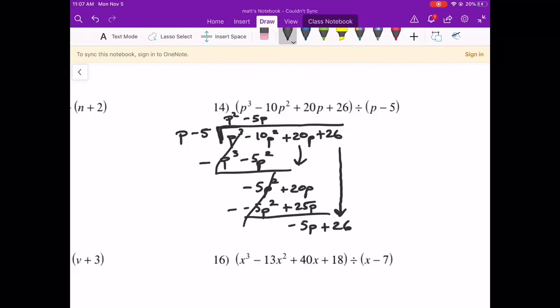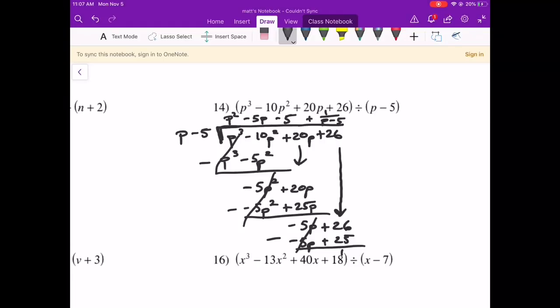So what do I multiply p by to get negative 5p? That'll be a negative 5. So then negative 5p, and then positive 25, because negative 5 times negative 5 is 25. Subtract these, those cancel, and I'm left with a positive 1. So then my remainder is 1 over p minus 5. So the remainder, should I end up with something not a 0, is written as a fraction where whatever the factor is that I'm dividing by is the denominator. So that's long division with polynomials.